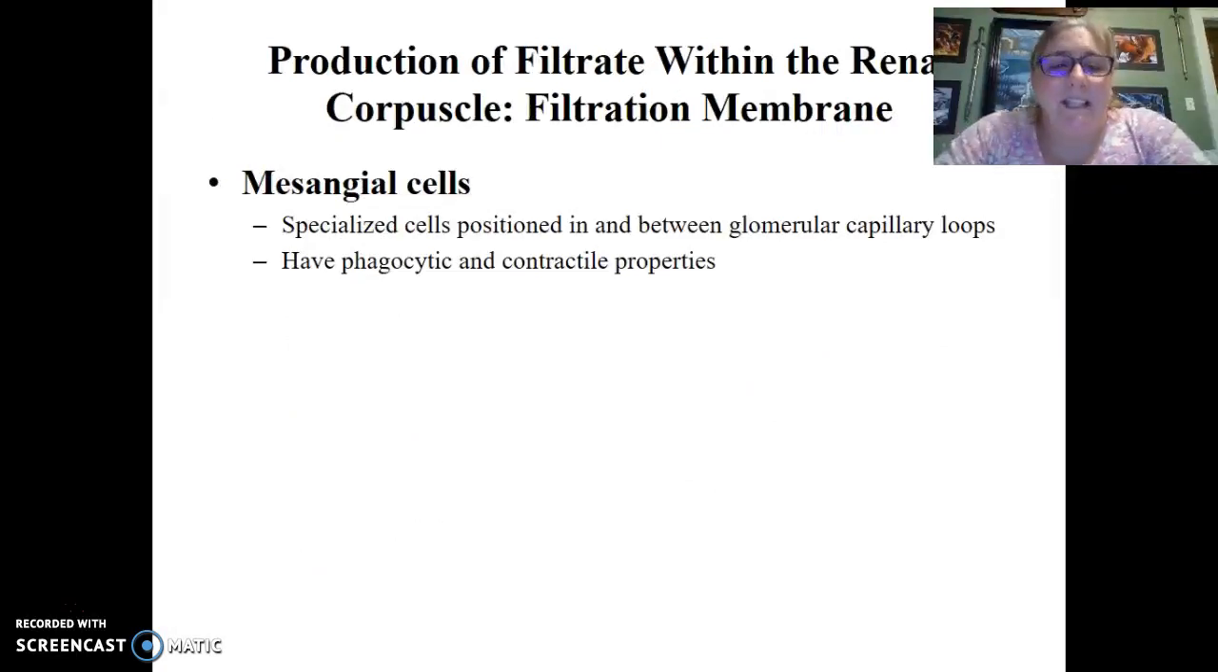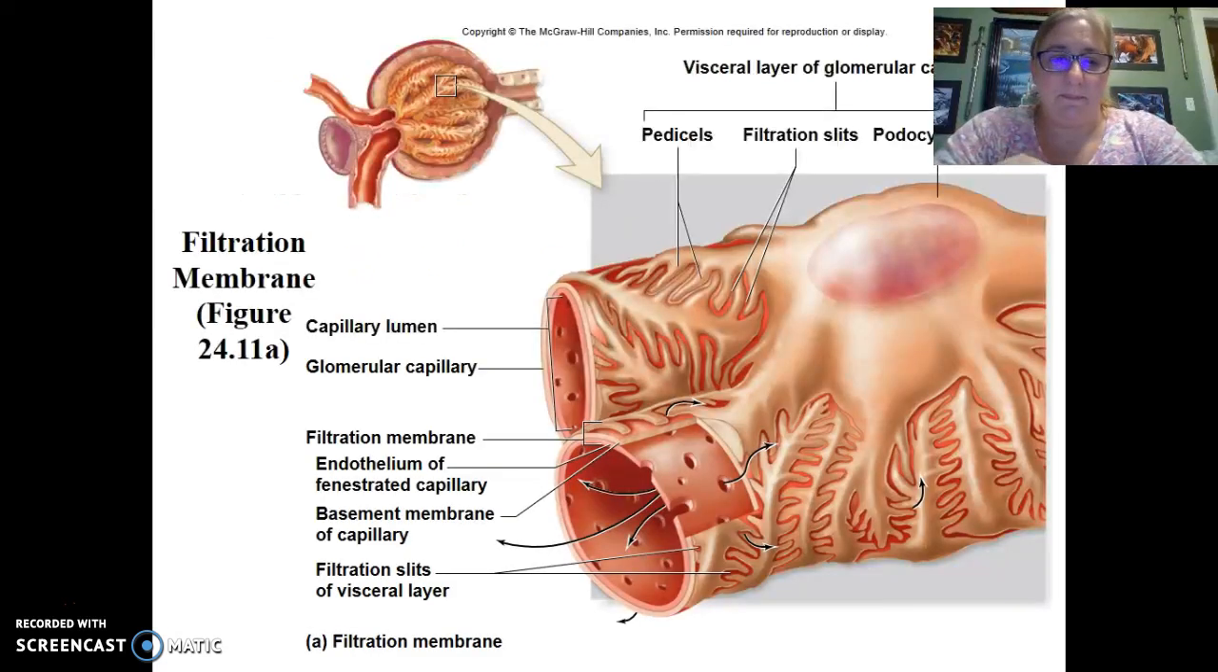We have those mesangial cells, which are part of that juxtaglomerular apparatus, and their main function is going to be getting rid of any potential pathogens as the filtrate moves, but also they have some contractile properties that help in maintaining blood pressure of the kidney, of the nephrons. So there's your entire filtration membrane labeled.